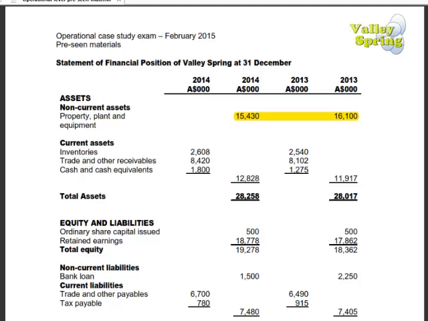I'm going to come back to you in a moment and talk about property, plant and equipment, because we can see here that property, plant and equipment has gone down. We need to understand what's happening there, and we can do that by looking at the statement of cash flows. It will give us a clue as to what's happening there.